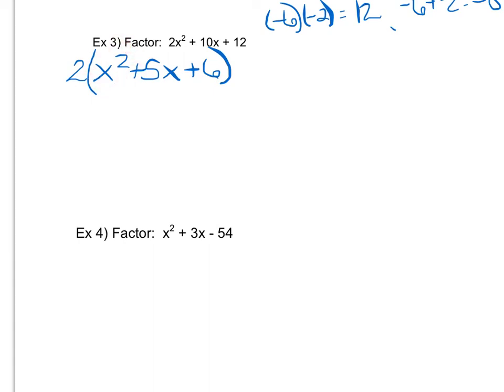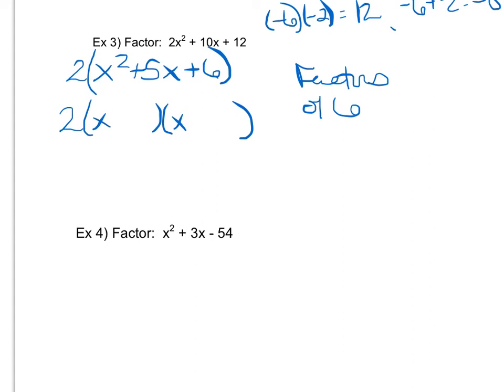I'm going to, for the time being, ignore the 2. And I'm going to go ahead and set up a factor sum table using this information right here. So doing that, I'm going to leave the 2 out front. I'm going to put an x in the front of each set of parentheses, and I'm going to do factors of my constant term, my last term, with the sum of my linear or middle term, 5.